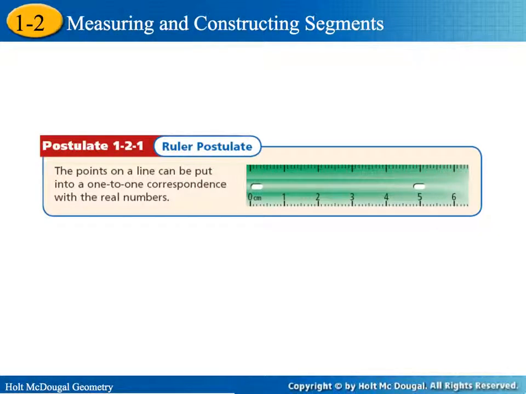All right, the next one is a postulate, and it's also your first buzzword. First buzzword is going to be ruler. A ruler postulate: the points on a line can be put into a one-to-one correspondence with real numbers. Pretty much like we just said.